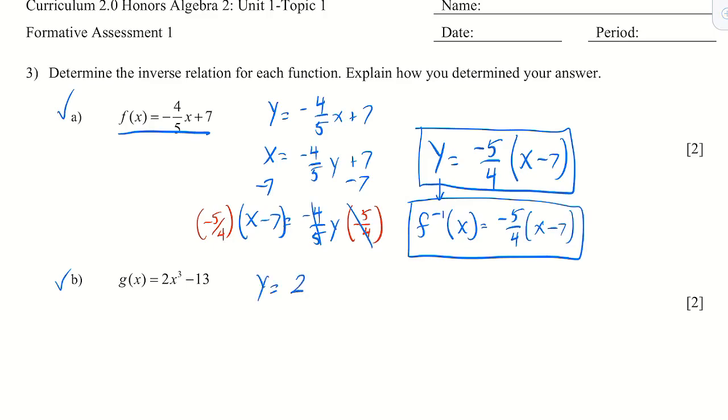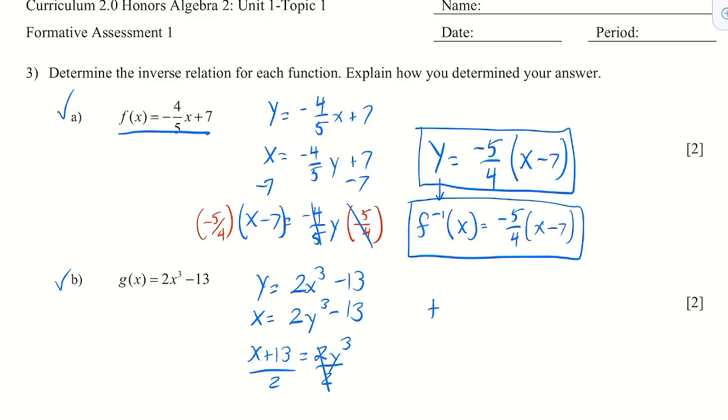Okay, next, same deal. y is equal to 2x to the third minus 13. So I'm going to switch the variables. x is equal to 2y to the third minus 13. I'm going to move the 13 over. x plus 13 is equal to 2y to the third. Divide both sides by 2. Now remember, you have to divide everything on the left-hand side by 2, not just the x, not just the 13, but both of them.